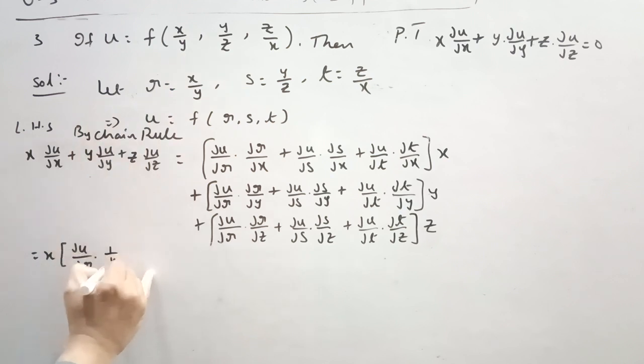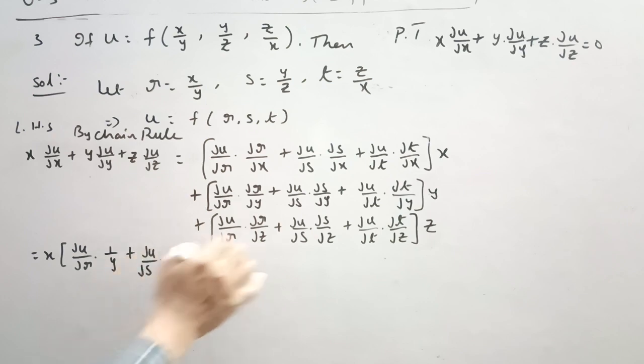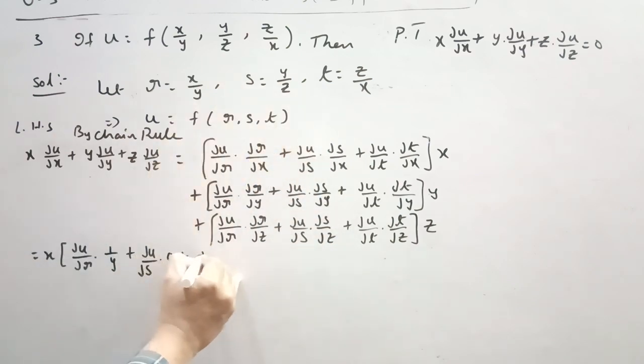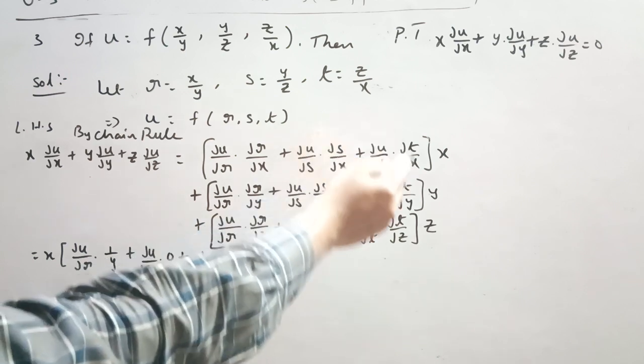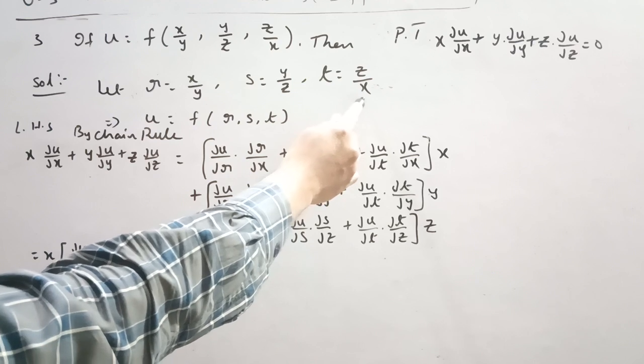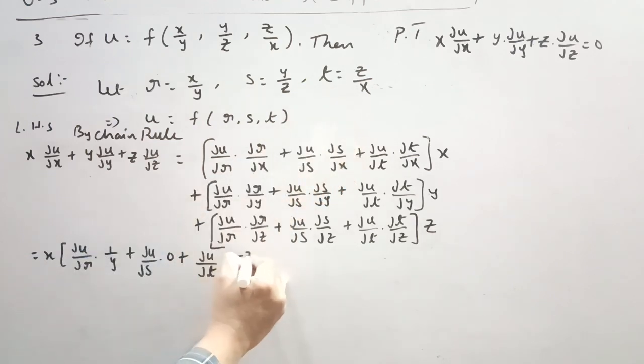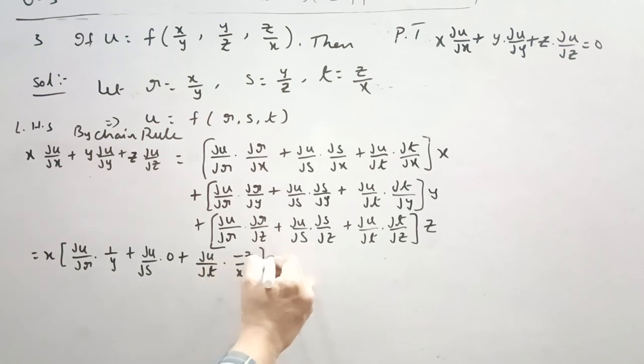I get 1 by y, plus ∂u/∂s into ∂s/∂x. No x here, it becomes 0, plus ∂u/∂t into ∂t/∂x. So x is in the denominator. So 1 by x differentiation is what? Minus 1 by x square. This becomes minus z by x square. This is the term with respect to x. Clear?